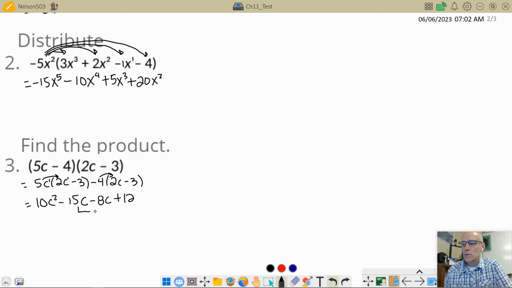Now I got like terms right in here. This is an example of, if people left it like this, I put a 5 out of 6, I think, down, because you got one more step to do. You got to add the like terms, and we get -23c plus 12. All right.